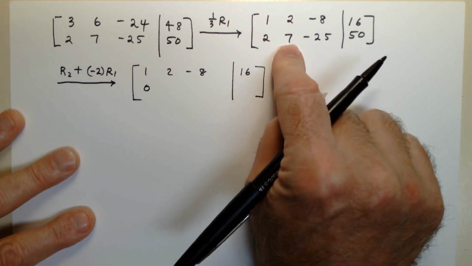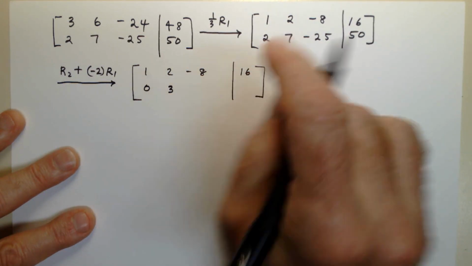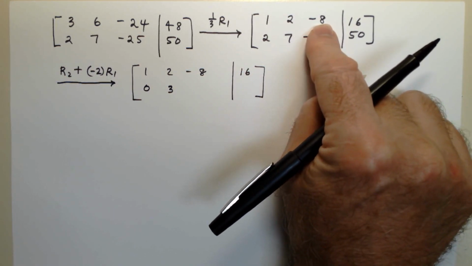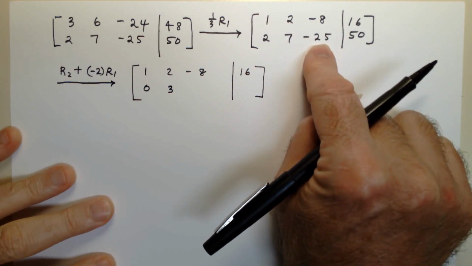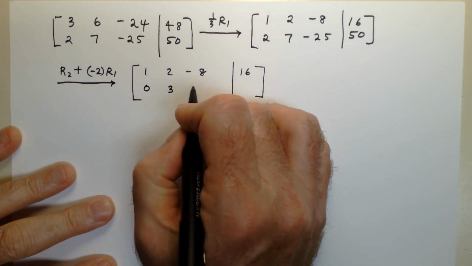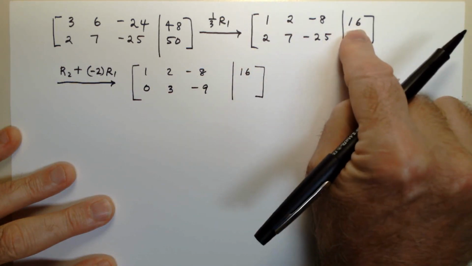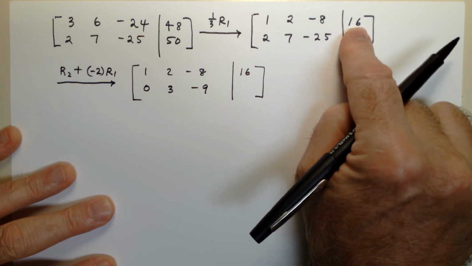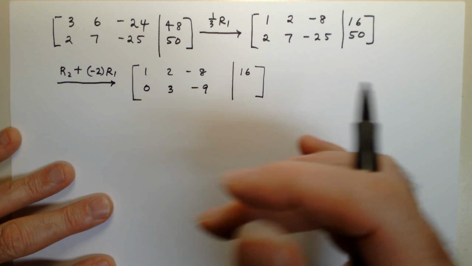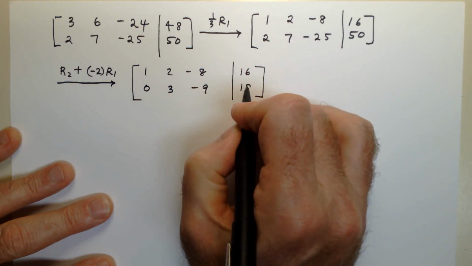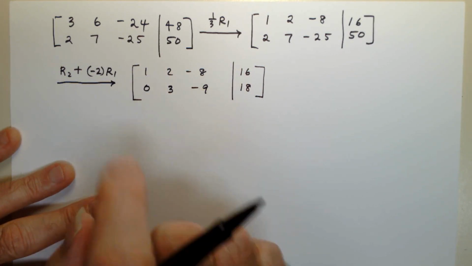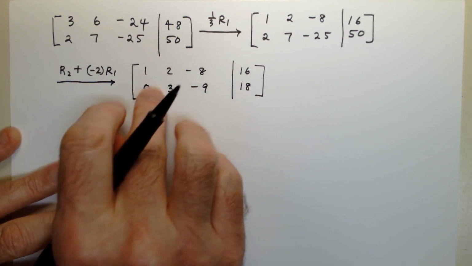I add it onto the 7, that becomes 3. We have to be careful here. I'm multiplying by -2, so that becomes positive 16. So 16 plus a -25 is going to be a -9. Now, when I multiply by -2, I'm going to get a -32. When I add that onto the 50, -32 plus 50 is 18. All right, good. So far, so good. I've got a leading entry of 1, and it's by itself in its column. Fantastic.